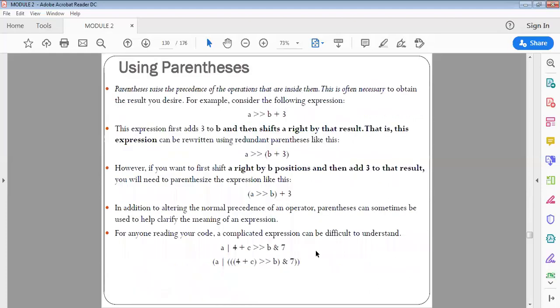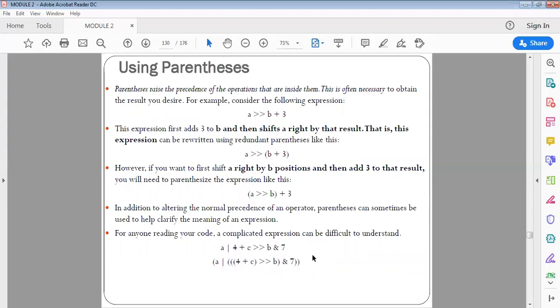Next is parentheses, the last part of the special operators you are going to discuss. It raises the precedence of the operations that are inside. The best way to understand parentheses: inside an expression, if you have many operators, you may get confused about which operator to evaluate first. At that time, you can make use of parentheses.